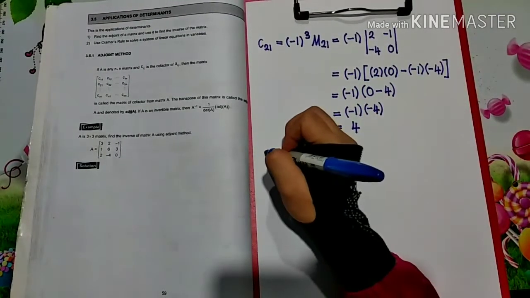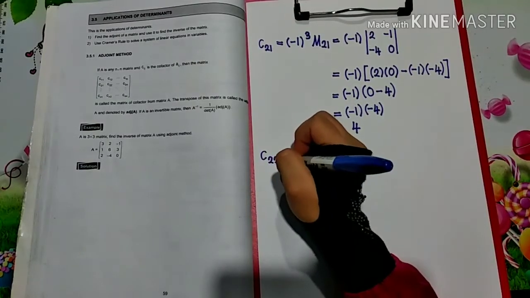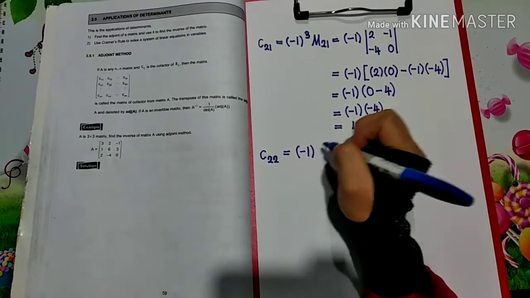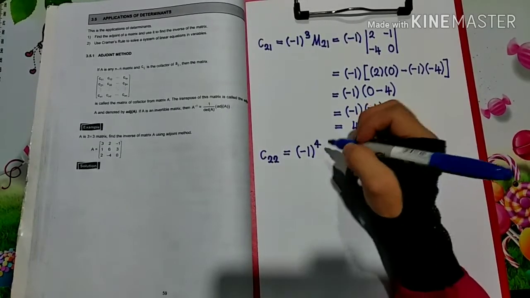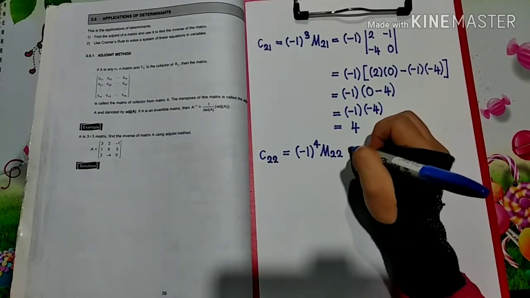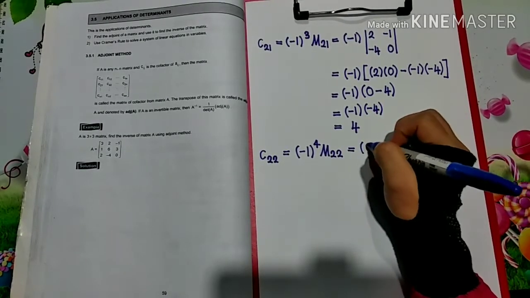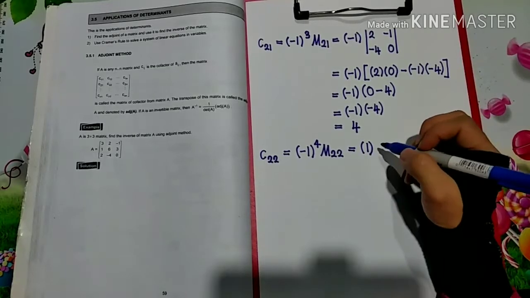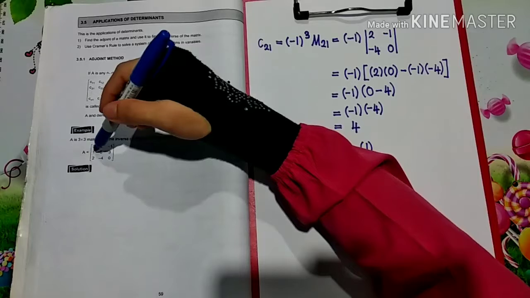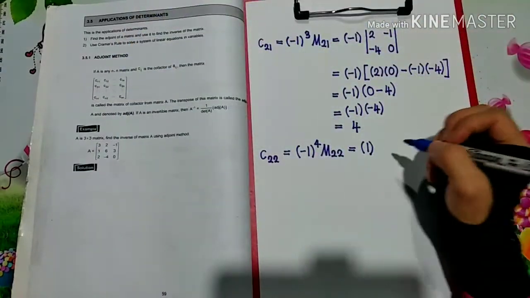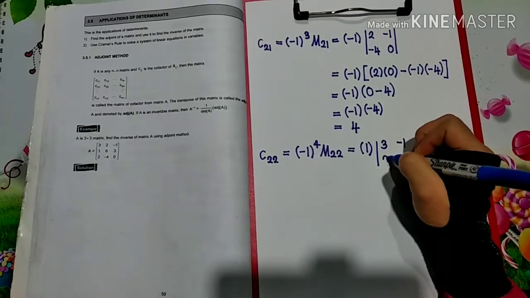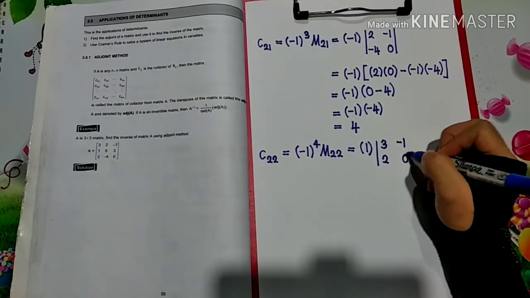Next, we compute C22. So same thing here. Negative 1 power 2 plus 2, and 2, 2, equal to negative 1 power 4 equal to 1. So M22, second row, second column. So we delete second row, second column. So you will get here 3, negative 1, 2, 0.